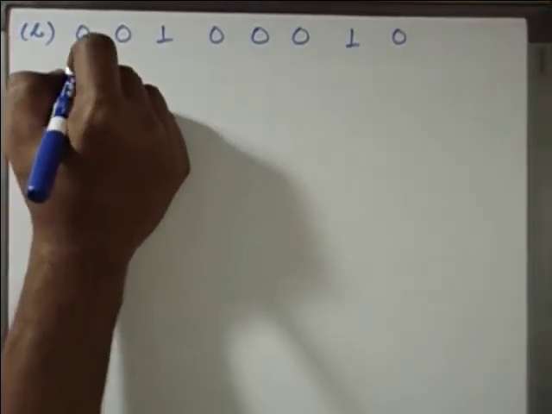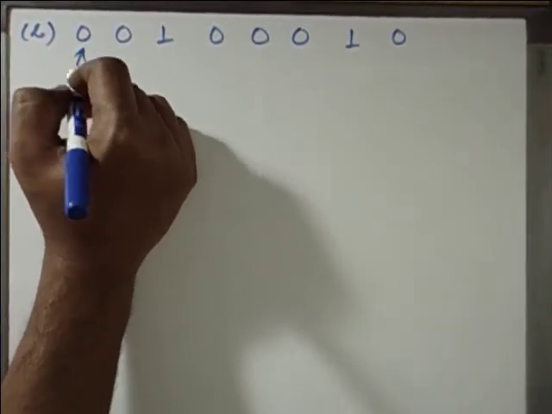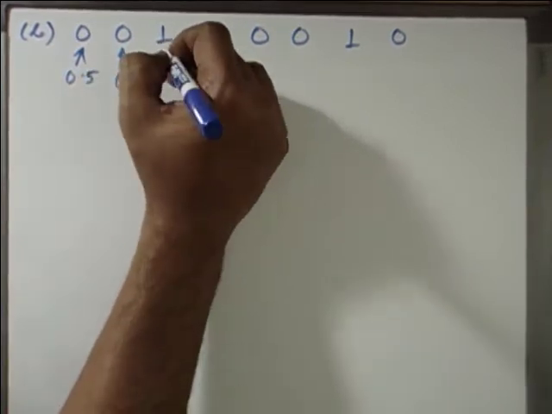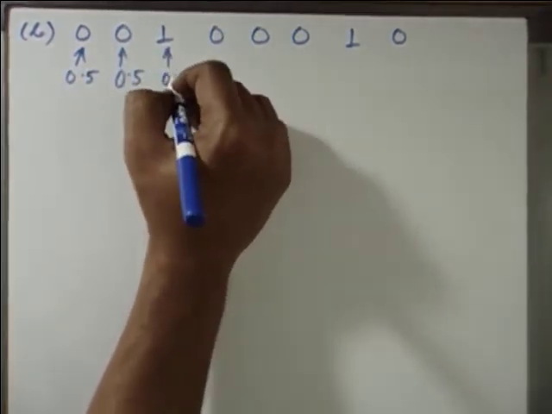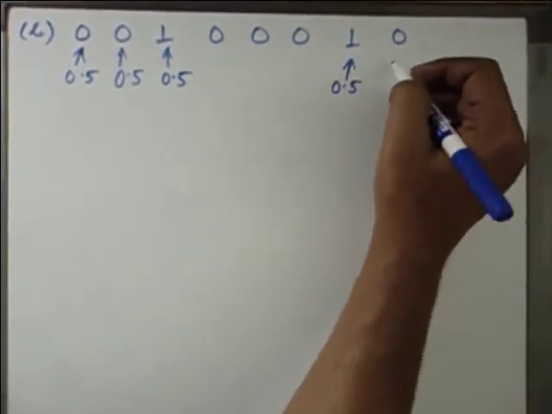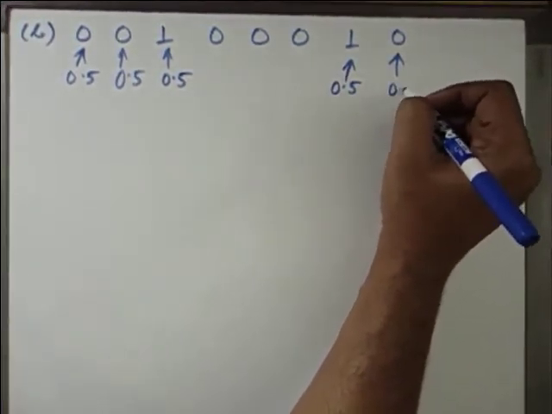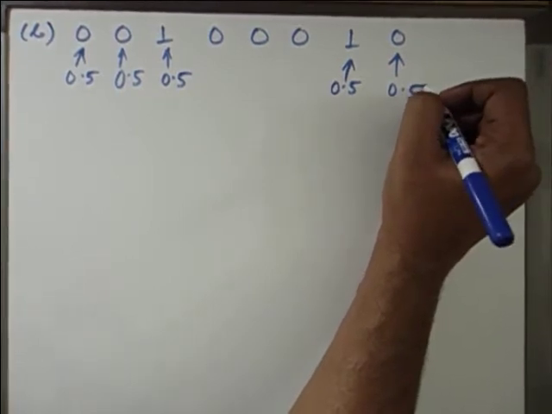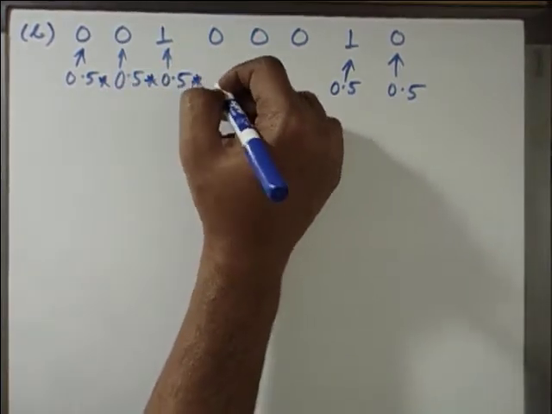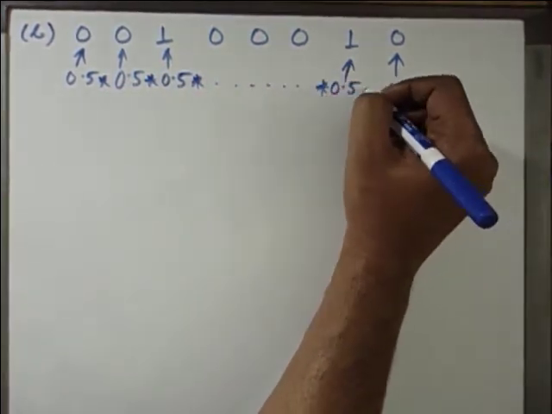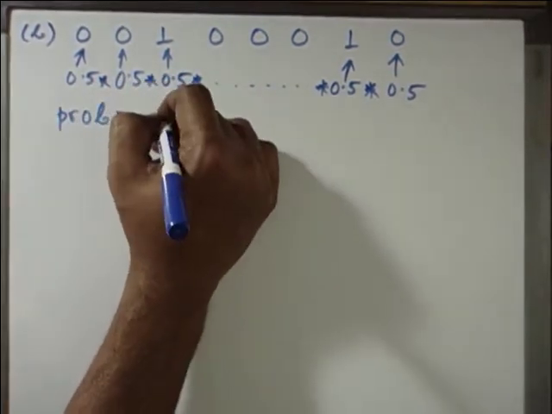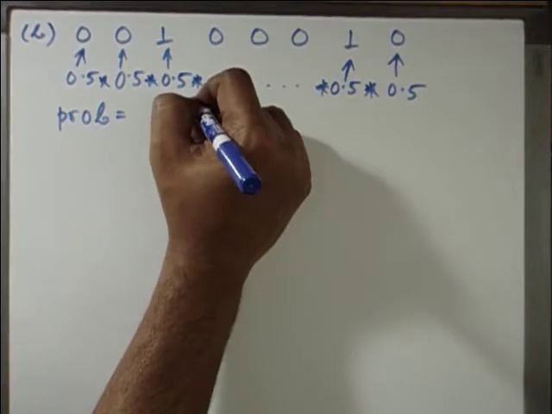Now for the first bit, the probability is 0.5. This one is 0.5. This one is also 0.5. All of these bits, them being 0 or 1, is 0.5. So the answer is again a product of all of this. So the probability is 0.5 to the power 8.